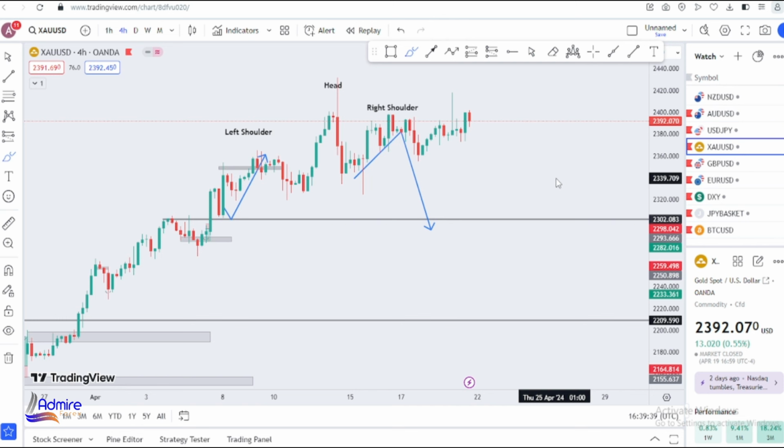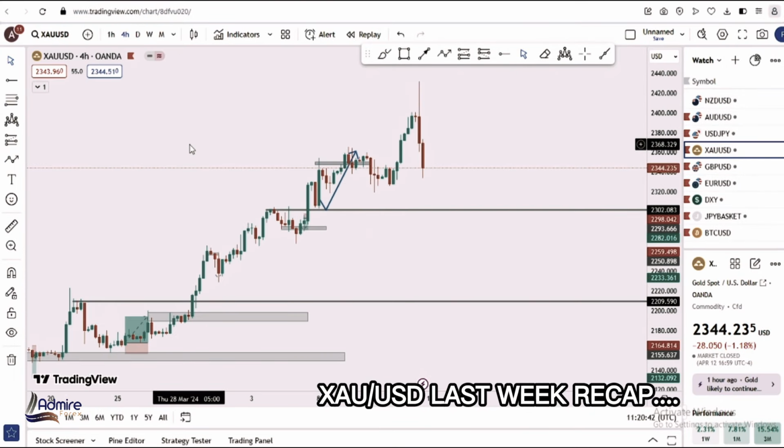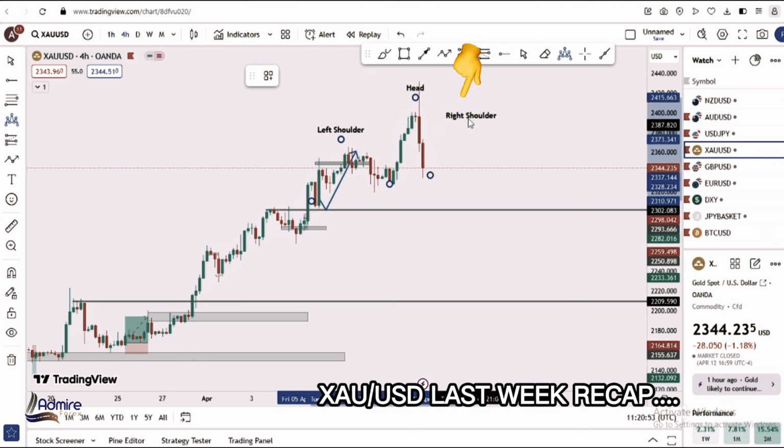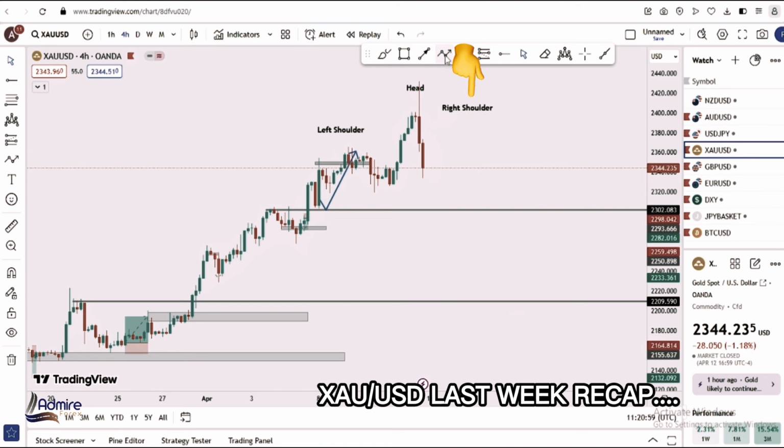If you did not see last week's video on how I predicted the right shoulder, here is the video. For me, I'm a structural trader. I love chart patterns, and I love price to print a higher time frame chart pattern, something like a head and shoulders: a left shoulder, a head, and practically looking for price to give us a right shoulder like so. Hopefully we'll be looking for price to give us a right shoulder, then a push continuation to the downside.